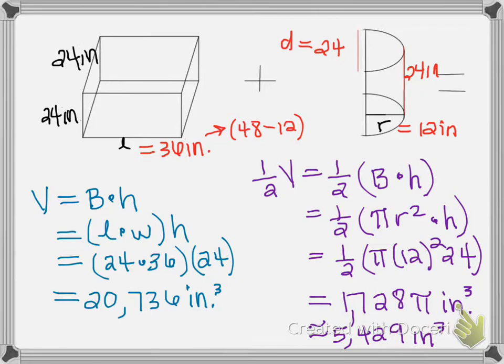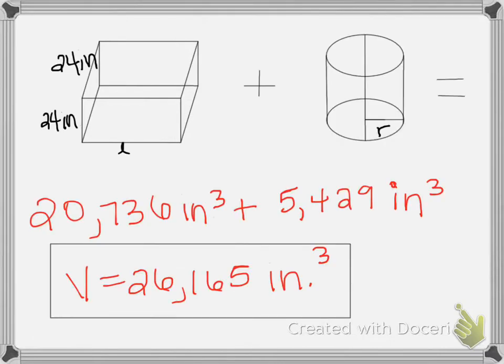5,429 inches cubed. So what do I have to do with these two different volumes? Well, I need to add them together to get my final answer. So when I do so, I take that 20,736 cubic inches, add it to the half cylinder of 5,429, and I get a total volume of approximately 26,165 inches cubed.